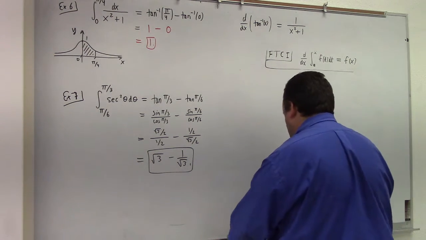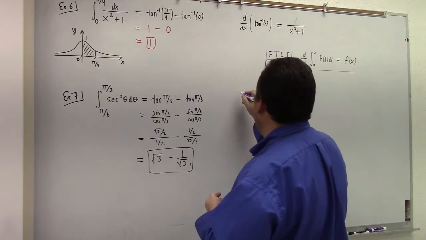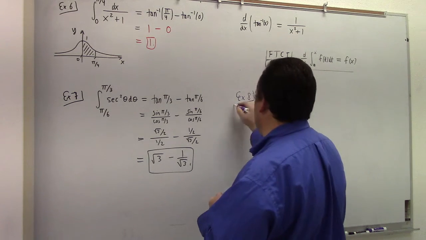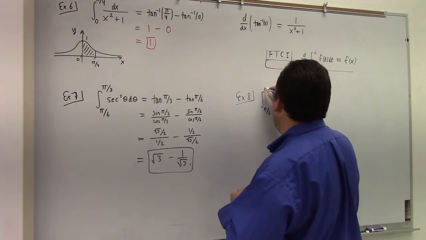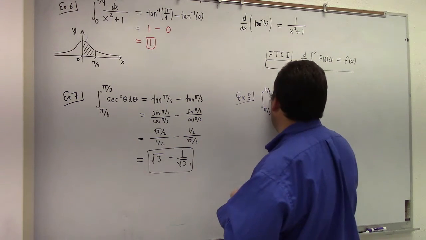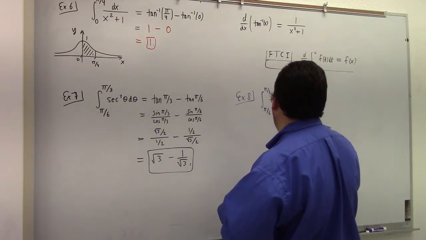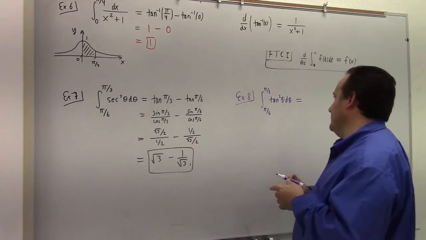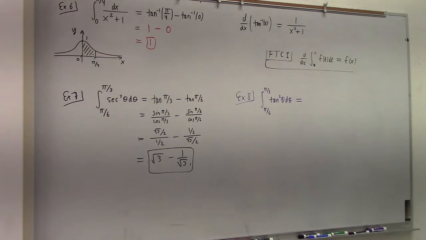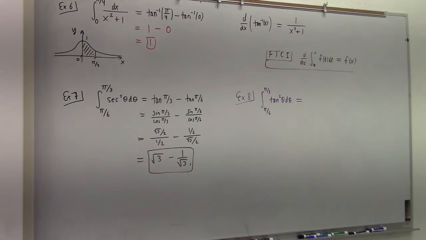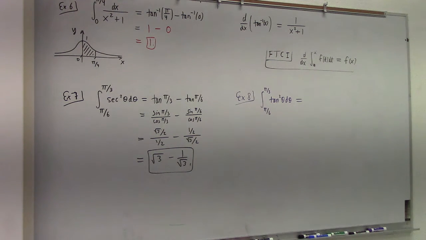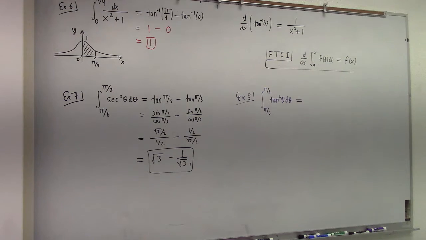One more of these, and then we'll flip over to FTC1. Example 8. What if you're integrating from pi over 6 to pi over 3 of tangent squared theta? Now, tangent squared is not something that has an elementary integral. It's not on our list of basic educated guesses. But it is related to secant squared. How is it related?